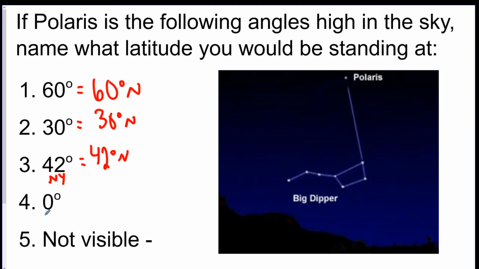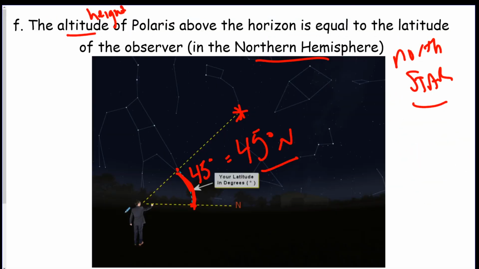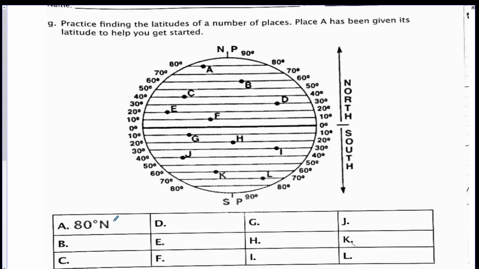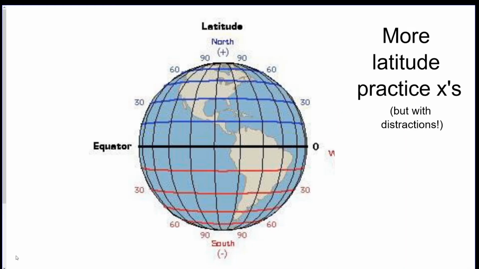If Polaris is 0 degrees high in the sky, this actually means we are at 0 degrees, which is the equator. Now, the equator does not have a north or a south after it because it's not in the northern hemisphere or the south. It's directly in the middle. So if you look at the picture of the equator over here, see 0 right across? This is all north up here. This is all south. 0 is right in the middle, so we don't put north or south after that.